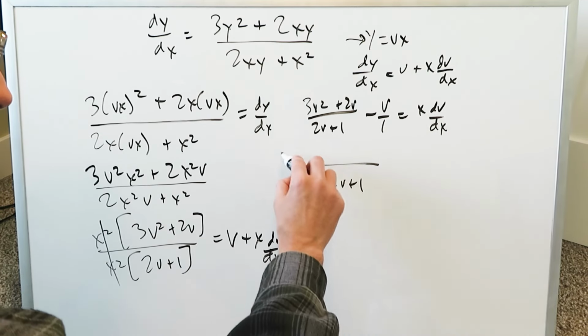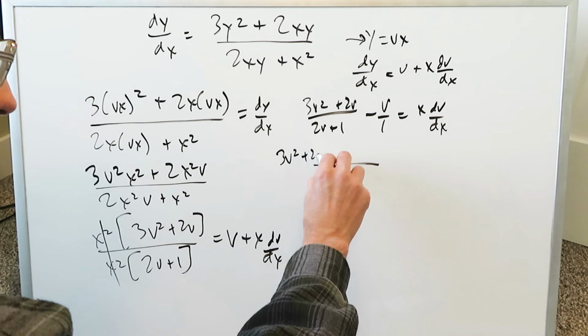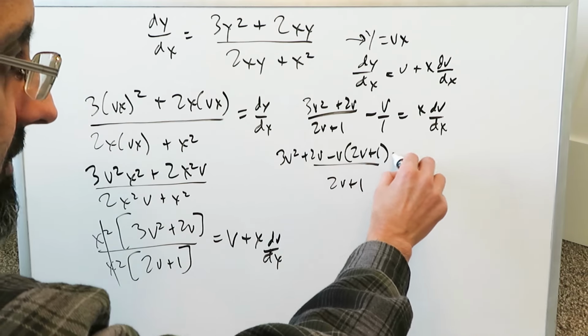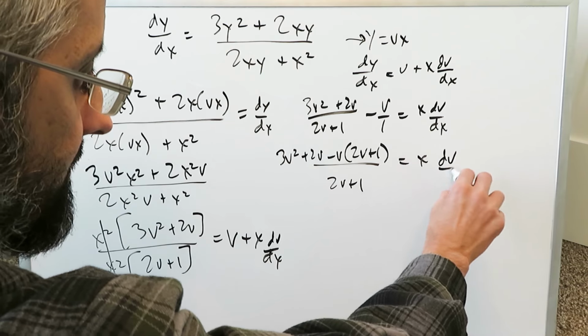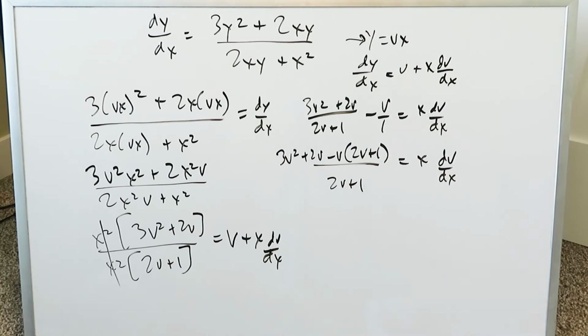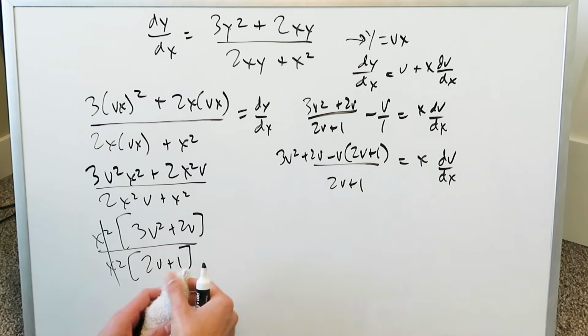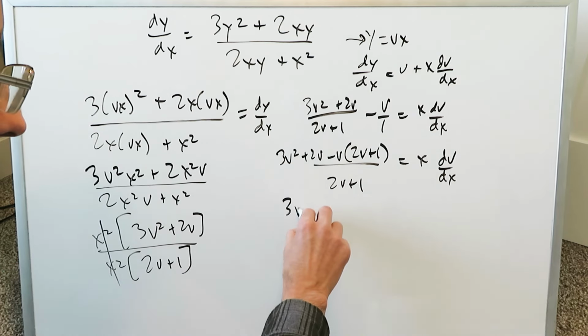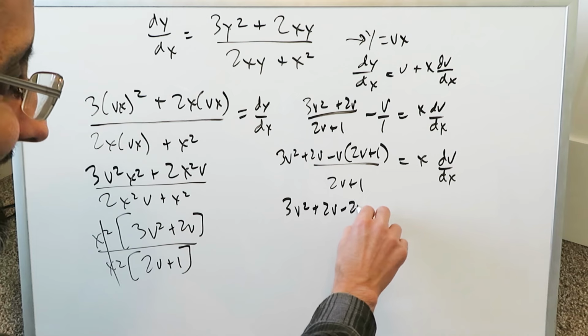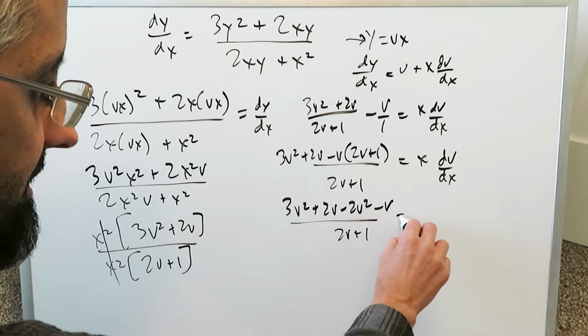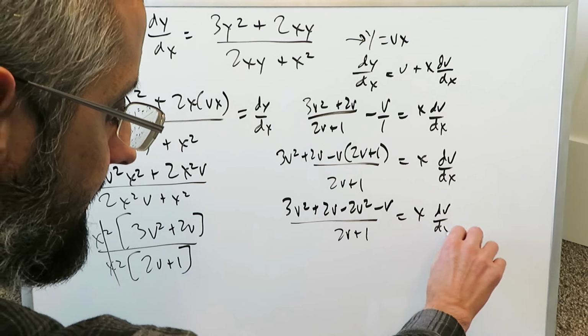You have 2v plus 1. Here you have 3v square plus 2v minus v times the common denominator coming here, 2v plus 1, is equal to x dv over dx. When you open that up, and I will open it up, but I'm just removing this part here just for a little bit of space. When I open this up, I'll have 3v square plus 2v minus 2v square minus v over 2v plus 1 is equal to x dv over dx.